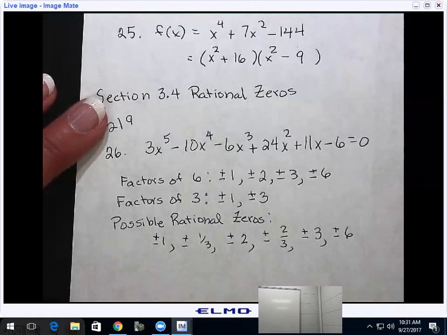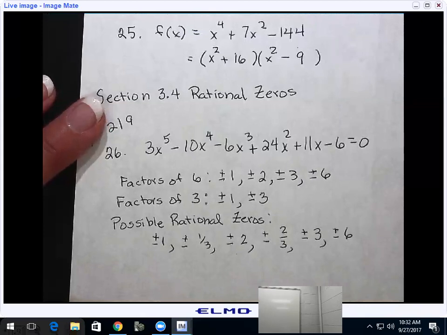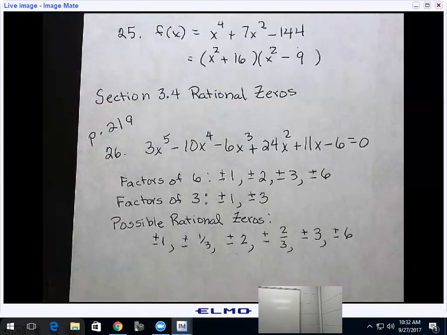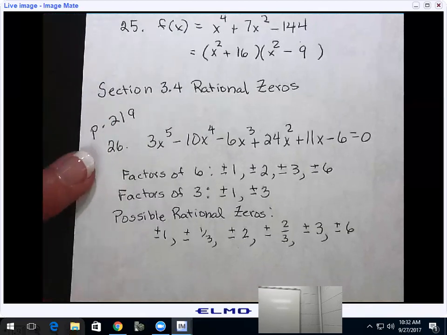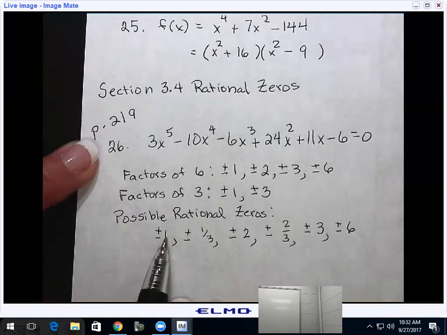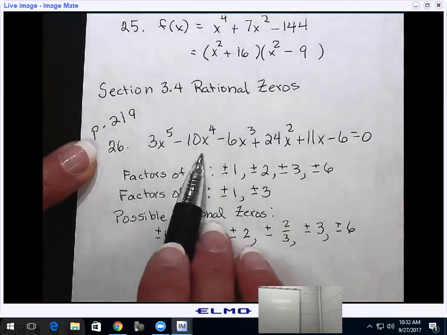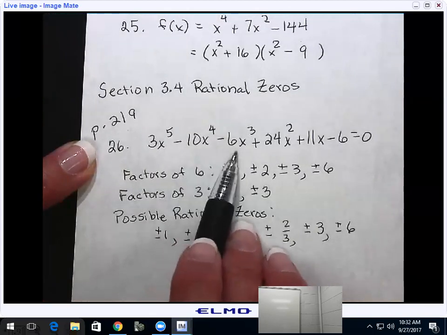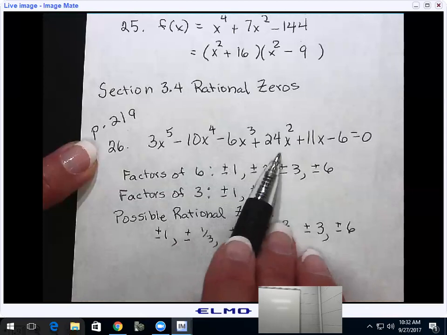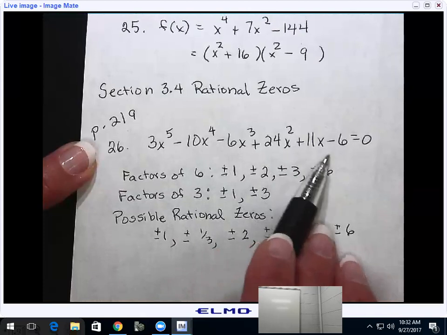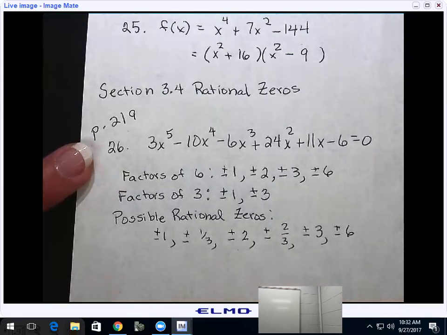Then what? Just to find the first one, I'm not going to have to plug all 12 of them in, but I'm going to have to plug enough of them in that I can find the first rational zero. And again, this is easier to do on a TI-84 graphing calculator, but let's see. If I plug in a 1, I'm going to have 3 minus 10 is negative 7, minus 6 is negative 13, plus 24 is 11, plus 11 is 22, minus 6 is not 0. So that's not going to work.